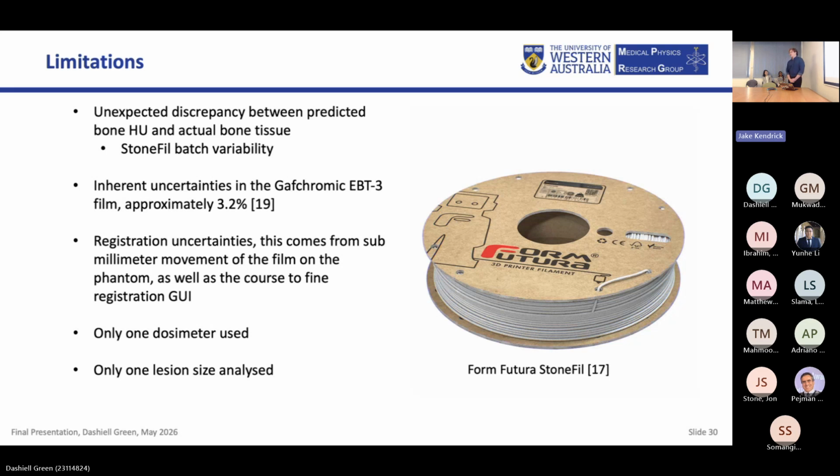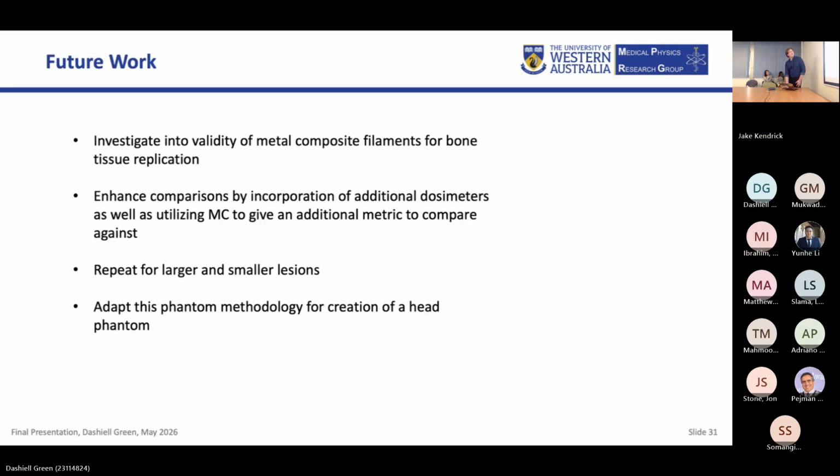One big one is we only used one dosimeter, so that only gave us one kind of comparison point. And then also the biggest one is that only one lesion size was analyzed. So when I was talking about the dose to organs at risk from VMAT, if it was a smaller lesion, that still might have that penetration, whereas brachytherapy might not. And so looking at smaller and larger lesion sizes would be needed.